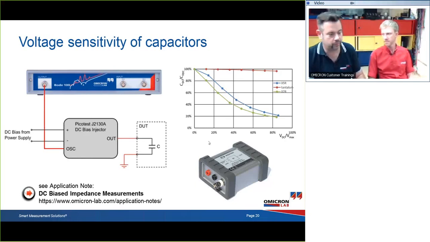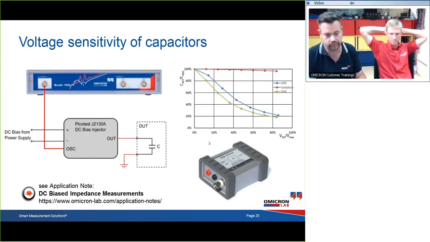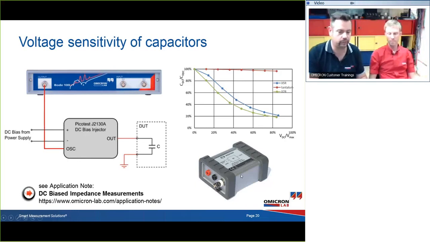For many people this is well known, but still we are making the point because it happens now and then that people forget about it. And to do this measurement, we are using a Picotest device. It's the J2138 DC bias injector. It was developed by Steve Sandler, a very good friend and business partner of ours, who's done a lot of injectors that help us to do measurements on power supplies with the Bode 100. And with this injector, you can add a DC voltage to the AC output of the Bode 100 and then feed it into a capacitor. And this application note shows exactly how to do it. And here are some extracts from the results.